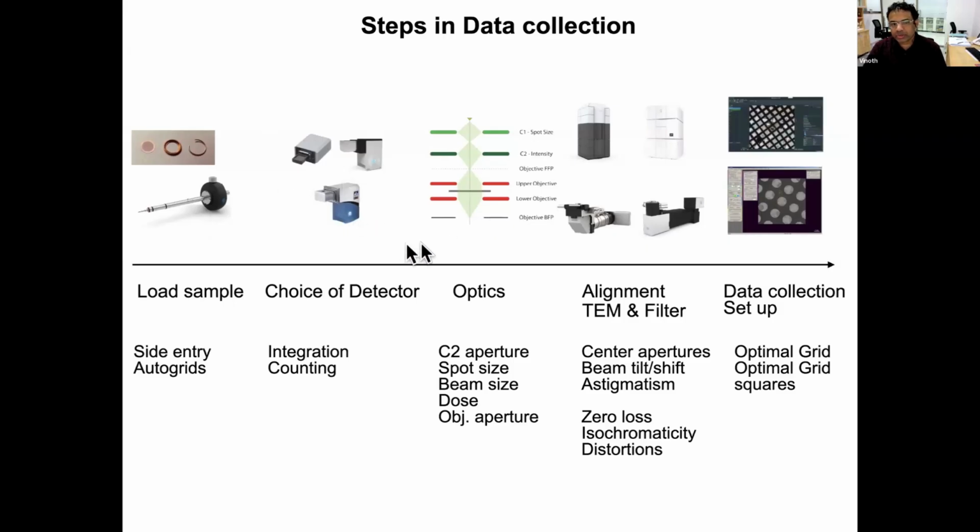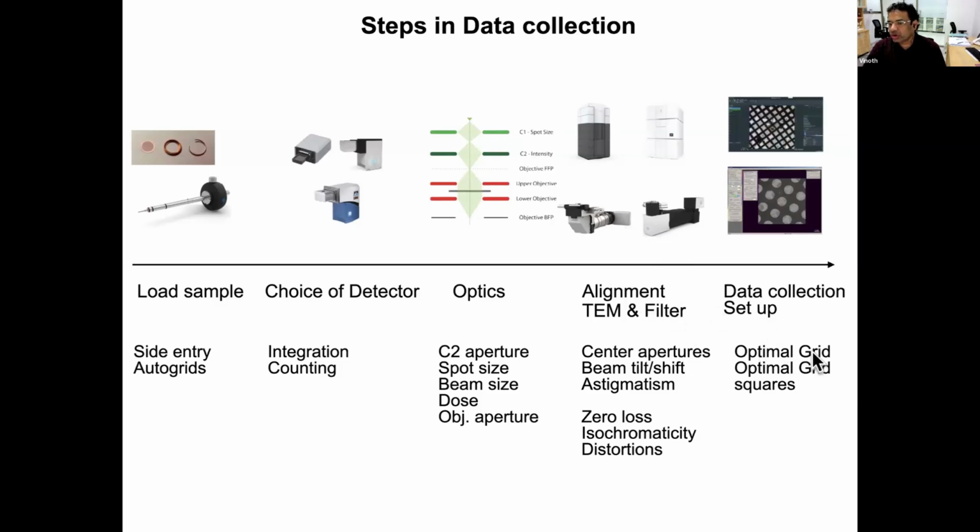After you choose the detector, you have to set the optics in the microscope so that we get the best out of the imaging or the data collection time. That includes the C2 aperture, spot size, beam size, dose, etc. Once that is decided, we have to align both the microscope as well as the energy filter, if an energy filter is present. Without this, sometimes you can collect a lot of data and it may hit a wall and you will be stuck with a certain resolution, and something may be hindering you from achieving the best resolution. Once this is done, you set up data collection.